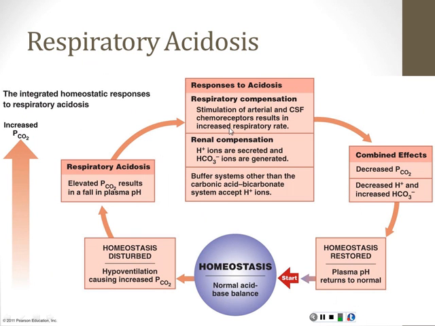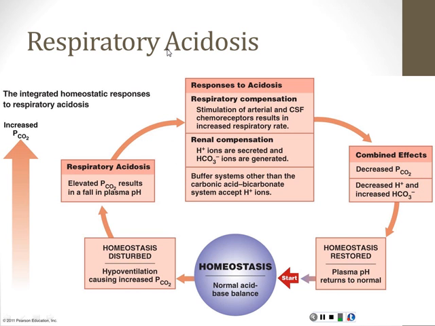The compensation, first respiratory compensation is attempted. So the brainstem signals the lungs to breathe faster and deeper. If that doesn't work, then the kidneys start to compensate. They secrete hydrogen ions, they make bicarbonate. And then all the while the buffer systems are trying to stabilize the pH, or at least keep it stable. If everything goes as planned, the PCO2 goes down, the H plus goes down, the bicarbonate goes up, and then we get back to homeostasis.